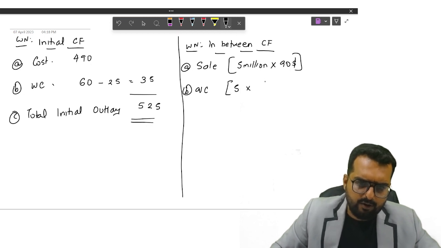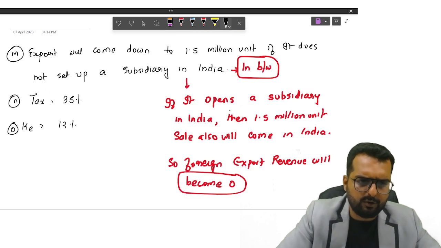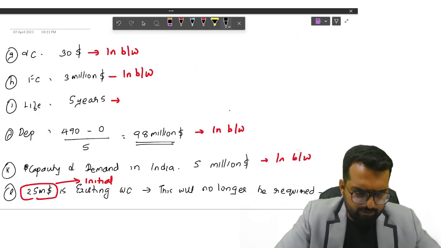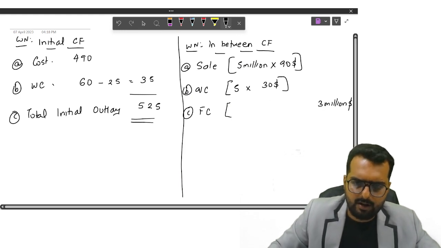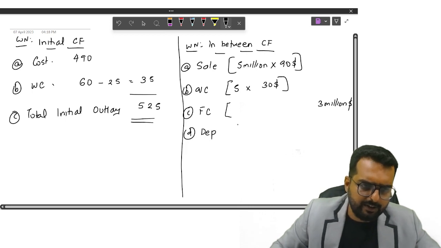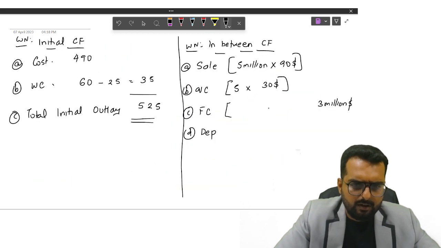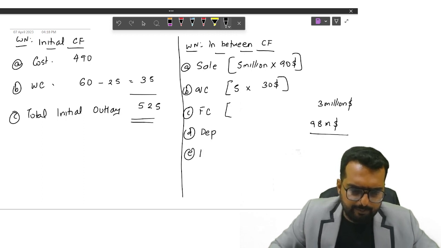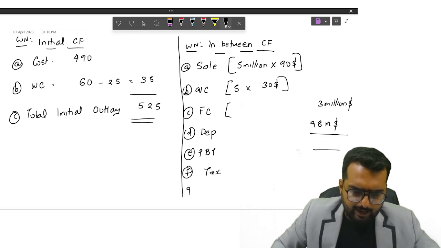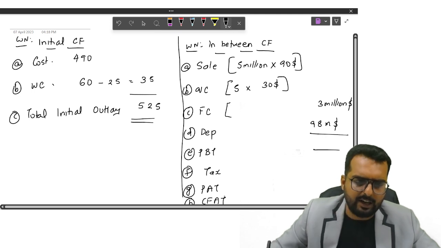Your variable cost will be 5 million into $30. Then you have your fixed cost. How much is the fixed cost they have told? $3 million, right? So once I do this fixed cost, I have to reduce the depreciation also. How much was my depreciation? $98 million, correct? So once I reduce all this, what will I get? Profit before tax. From that, what will I reduce? Tax. What will I get? Profit after tax. So if I add depreciation, I will get what?